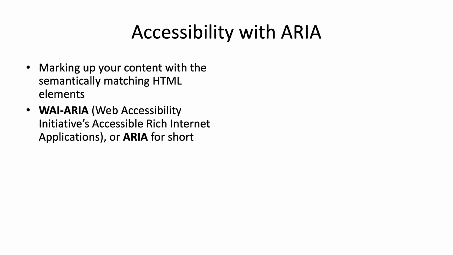And there's a standard which provides a list of ways to help improve the accessibility of a web page or website for people with different disabilities. Okay, and that's called ARIA. So the WAI stands for Web Accessibility Initiative, and ARIA stands for Accessible Rich Internet Applications. Okay, and they include some extra attributes.